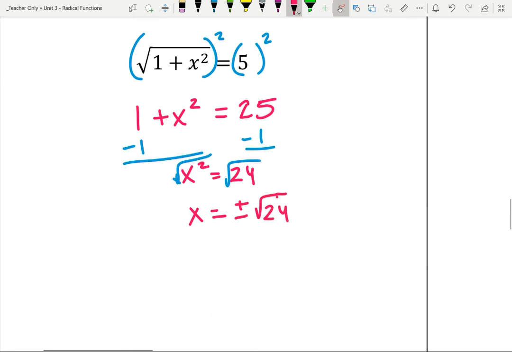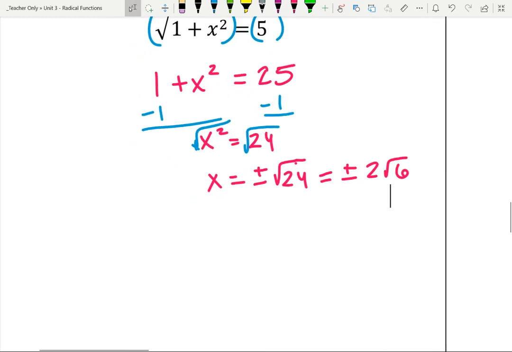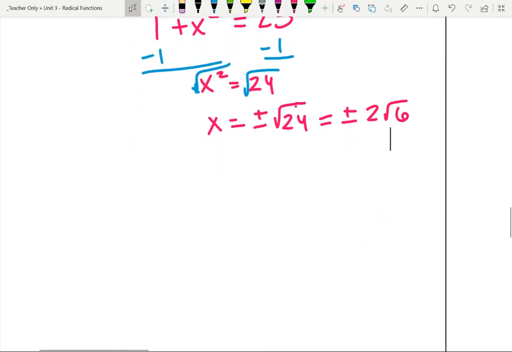Remember, every number has 2 square roots. If you really enjoyed simplifying radicals, you could simplify this as plus or minus 2 root 6. Be a total blast there. But either way, we have to check this. We have 2 solutions now to check.